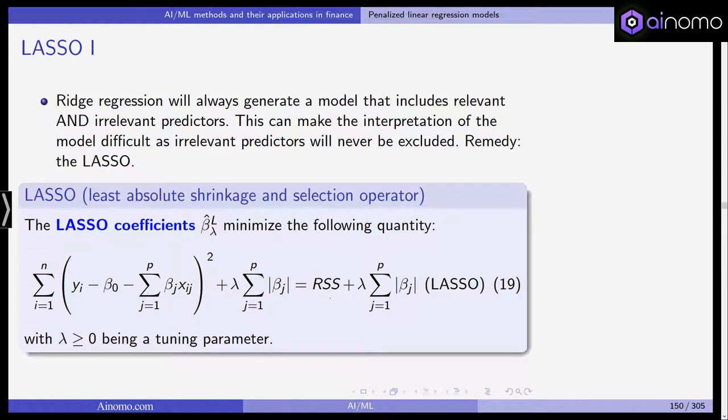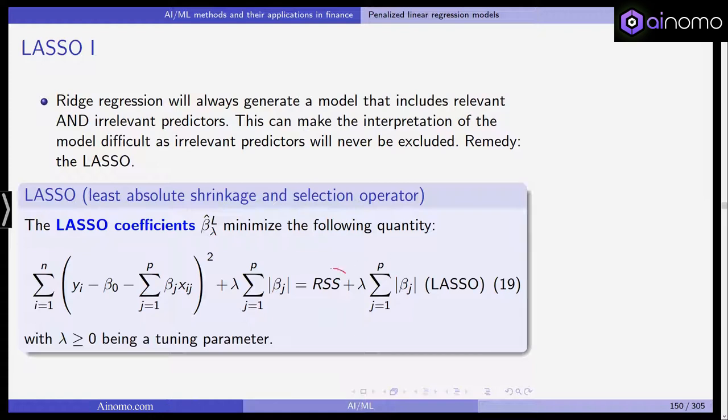Lasso is the least absolute shrinkage and selection operator, and ridge regression, as we've seen, will always generate a model that includes relevant and irrelevant predictors, because most of the predictors will not be equal to 0. However, we can remedy this by using the Lasso. The Lasso coefficients minimize the following quantity.